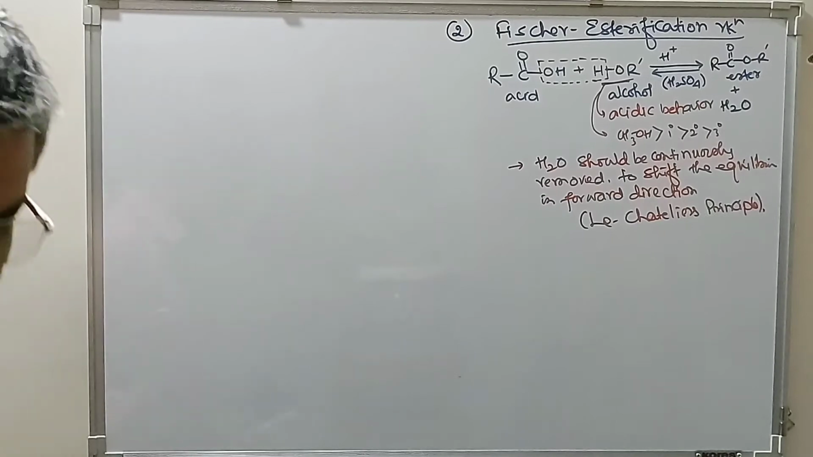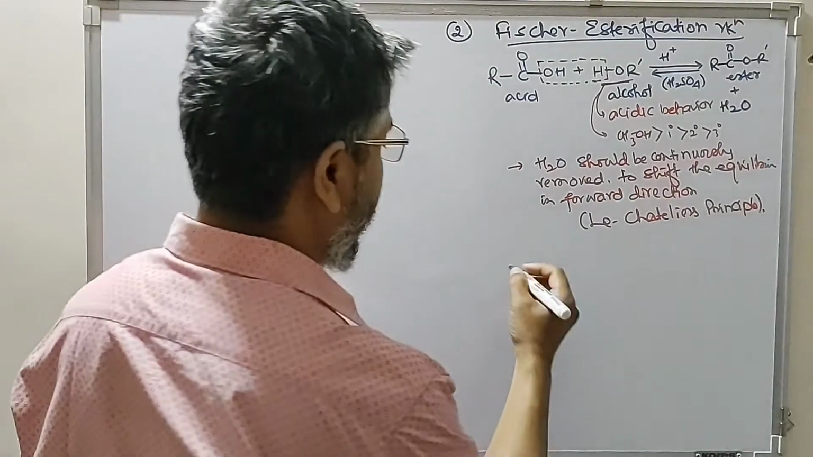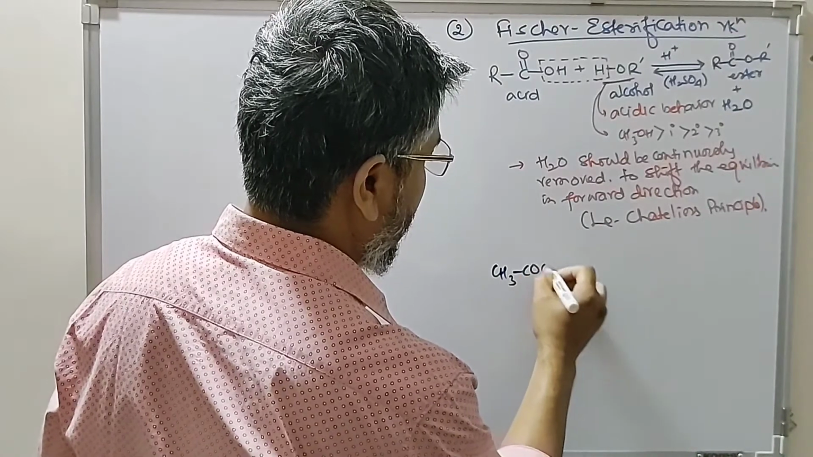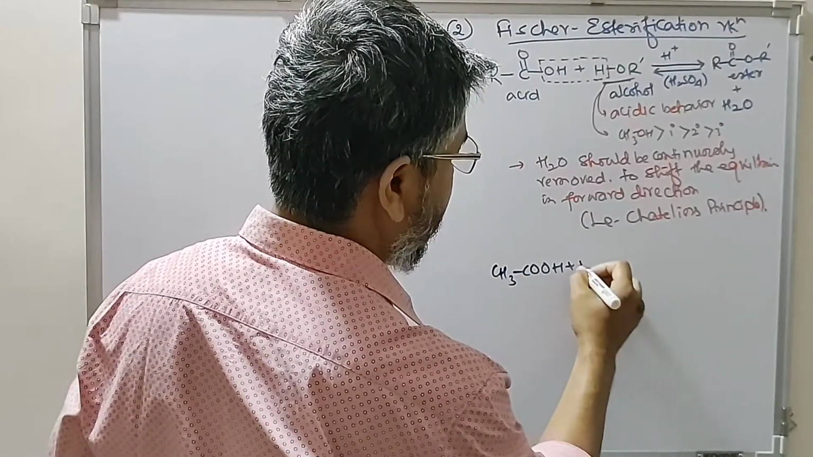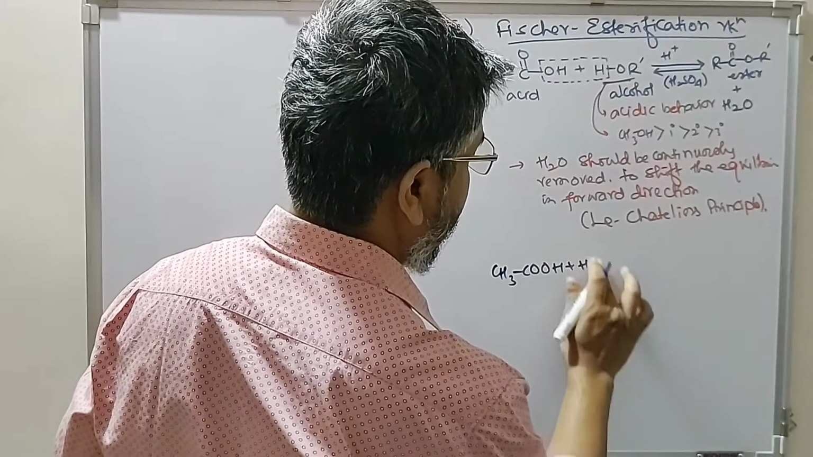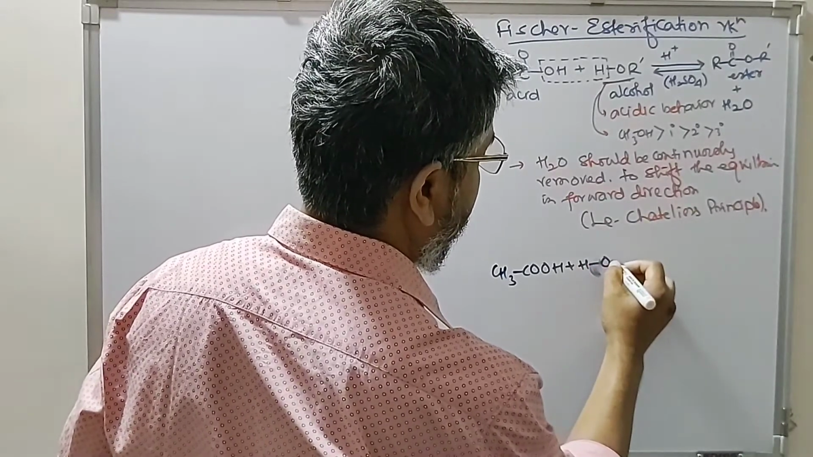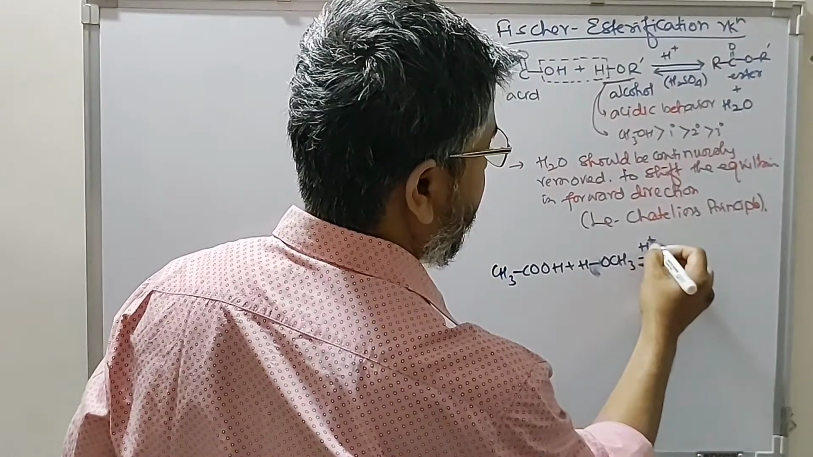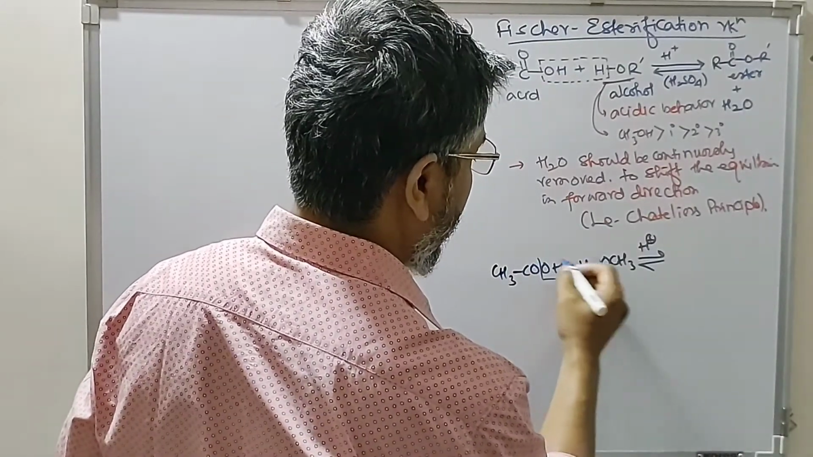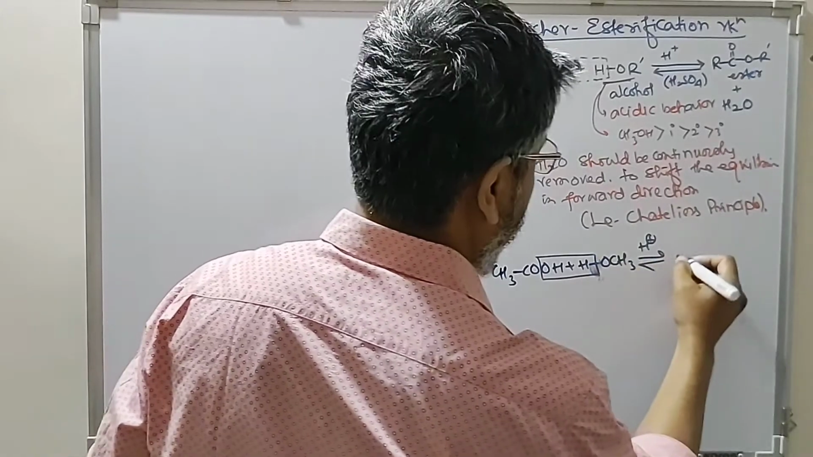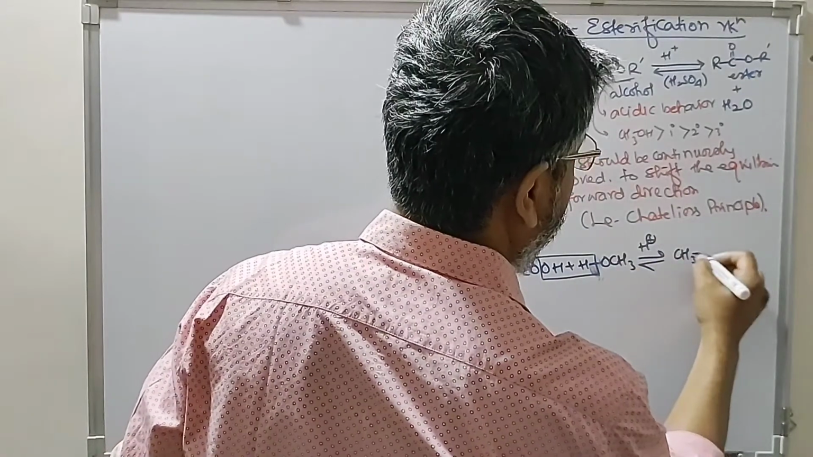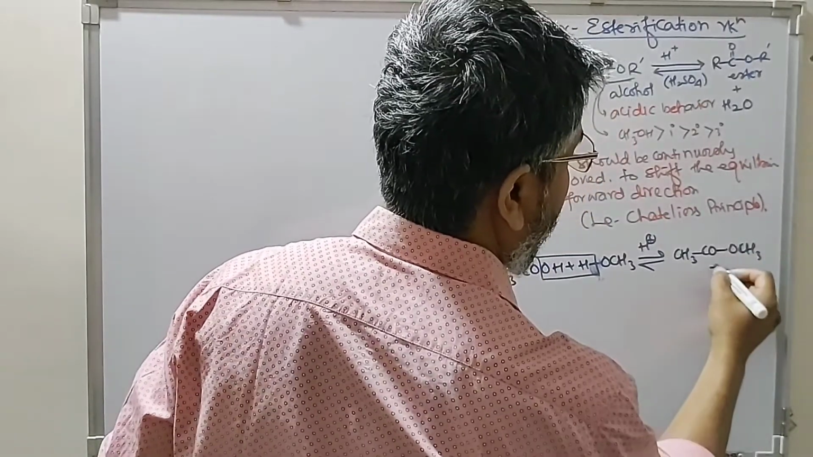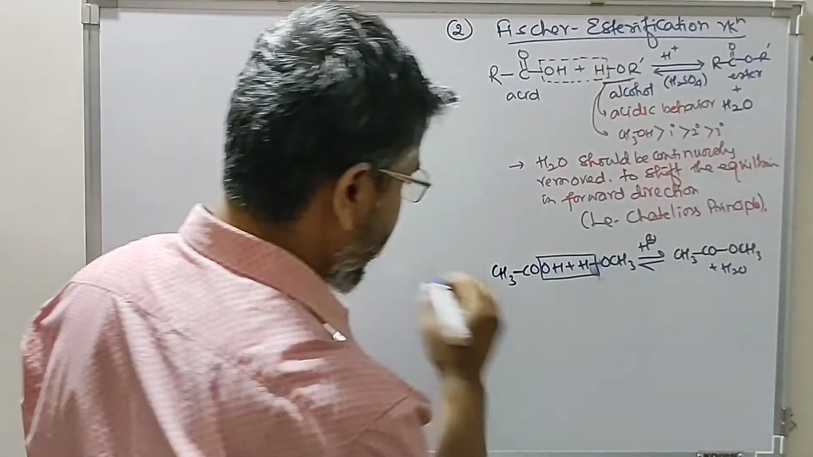Before this, let me give you some examples. So we have looked at this. CH3COOH reacts with methanol in presence of acid. So we have a water molecule removed here. So this gives you CH3COOCH3 plus water.